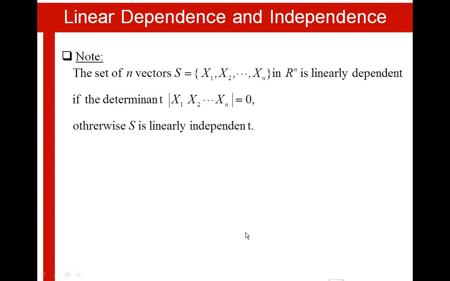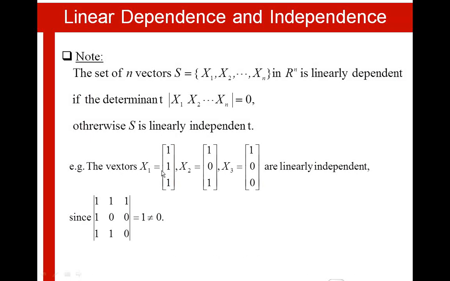Therefore x1, x2 and x3 are linearly independent vectors. Note that the set of n vectors S equal to x1, x2 to xn in Rn is linearly dependent if the determinant of the matrix formed by these vectors is equal to 0. Otherwise, S is linearly independent. In other words, if the determinant is different than 0, S is linearly independent. Example: the vectors x1, x2 and x3, as shown here, are linearly independent since the determinant of the matrix formed by the vectors here is equal to 1, which is different than 0.